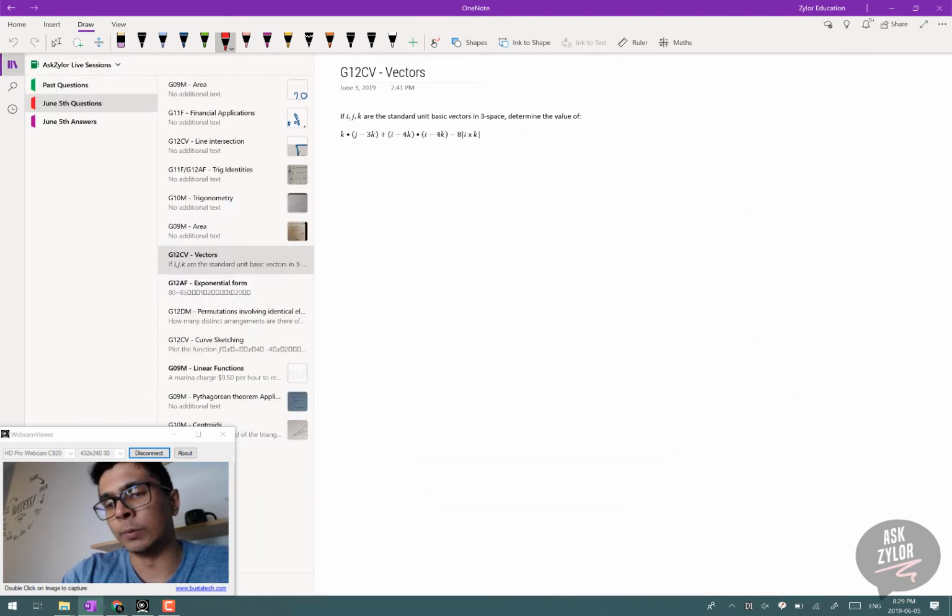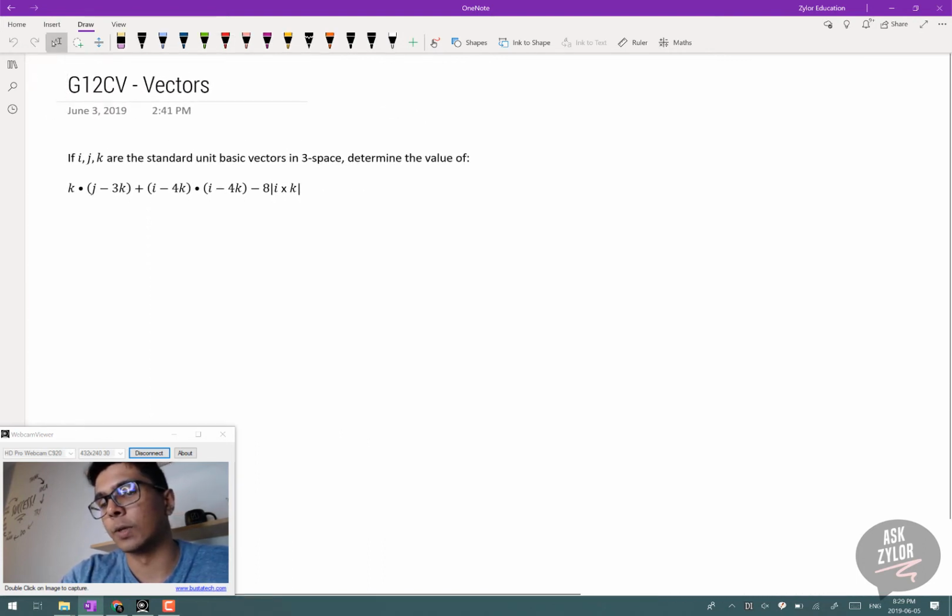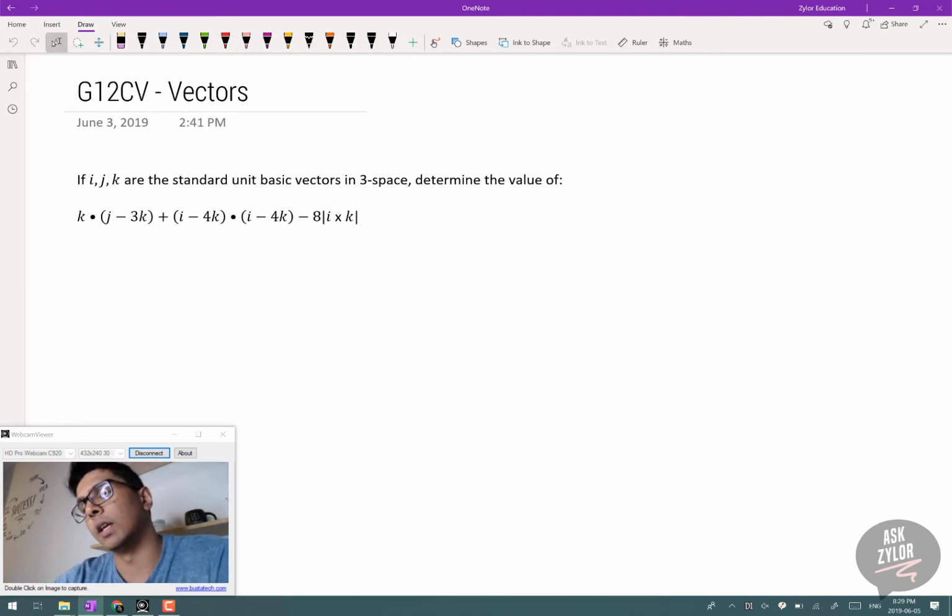We're going to do one more question. So this is a grade 12 vectors question. It's telling us if i, j, k are the standard unit basis vectors in 3D space, determine the value of this equation.